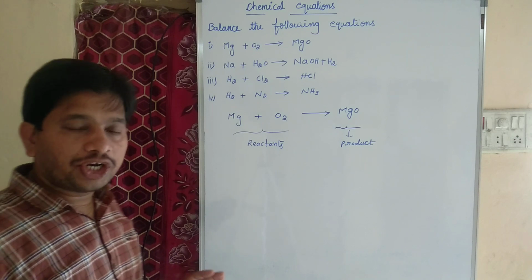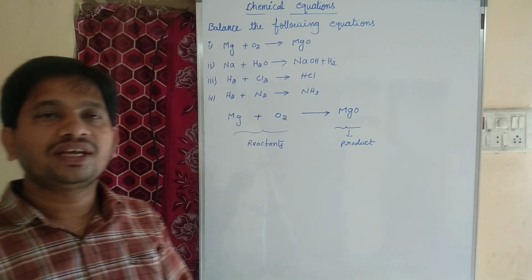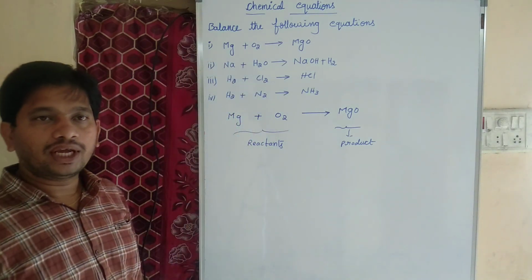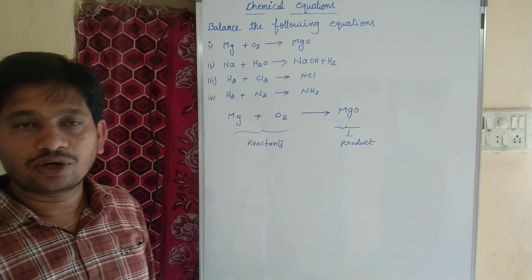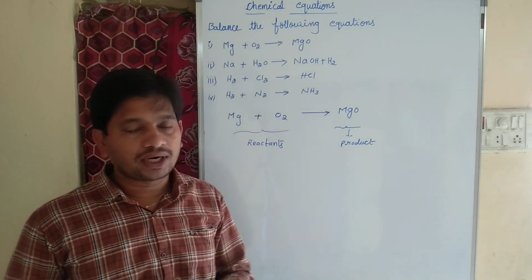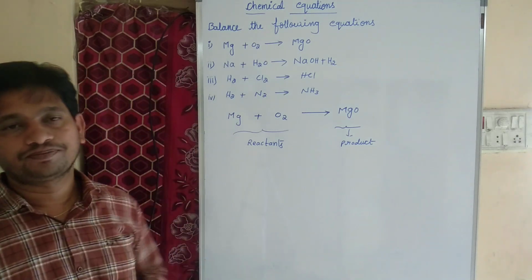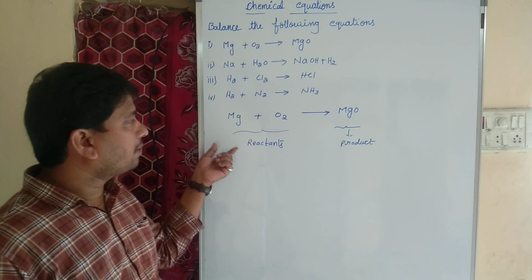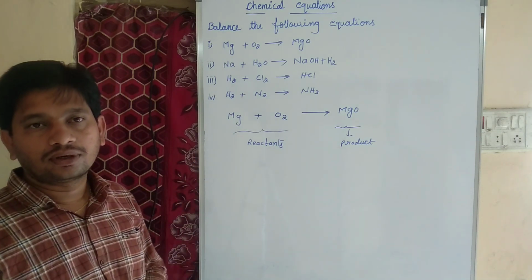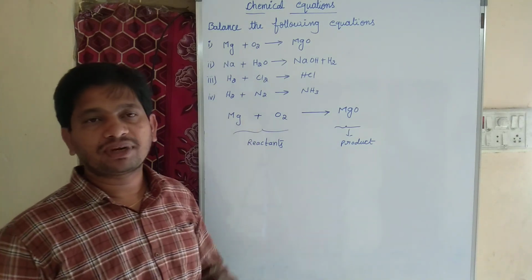Okay, according to the law of conservation of mass, mass can neither be created nor be destroyed. Don't think, sir, why is he giving so much lecture, this point is very important. According to the law of conservation of mass, mass can neither be created nor be destroyed. I mean, the number of atoms which are there before the chemical reaction must be equal to the number of atoms which are present after the chemical reaction.